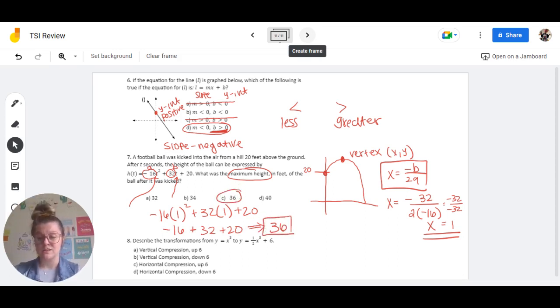So again, when it's asking for maximum height, remember that's the y value. So use your formula to find the x value of your vertex, then plug it into your equation wherever you see the t value to solve for your y.